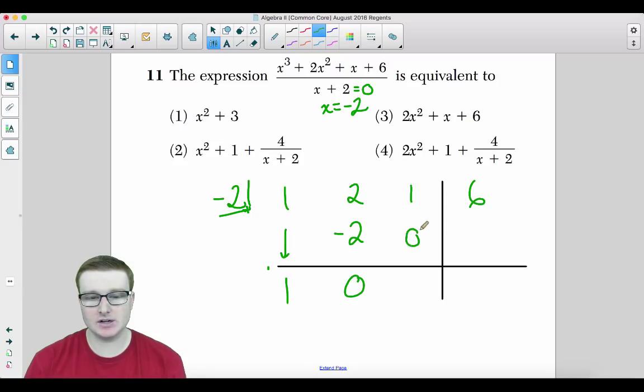0 times -2 is 0. 1 plus 0 is 1. 1 times -2 is -2. 6 plus -2 is 4.